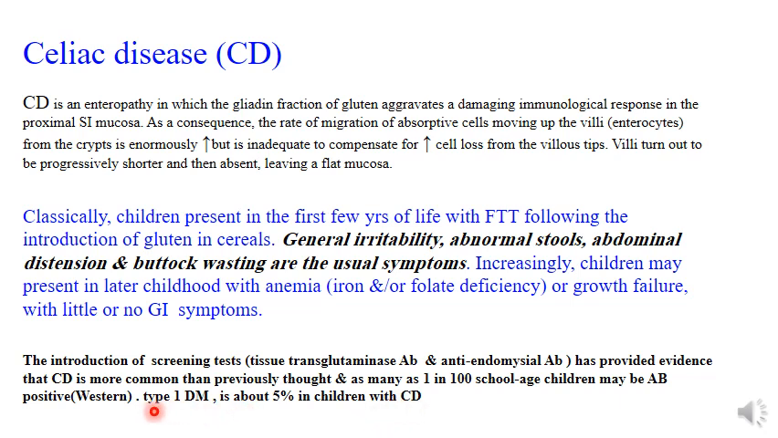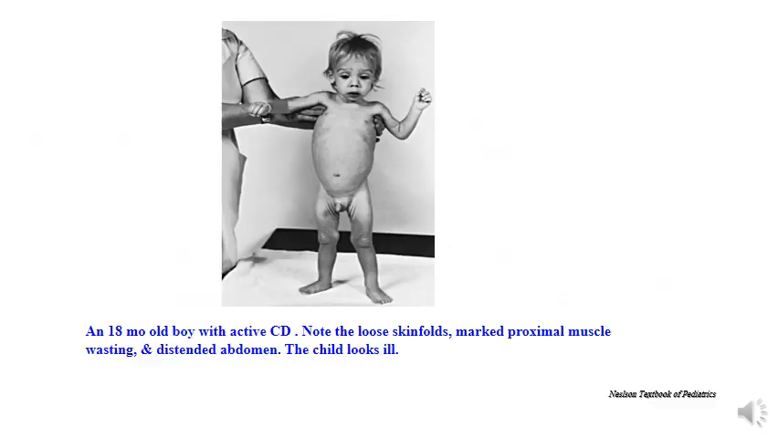So children with diabetes should be screened yearly or annually for the presence of celiac disease, as well as autoimmune thyroiditis, and children with Turner syndrome and Down syndrome. These are more liable to develop celiac disease.